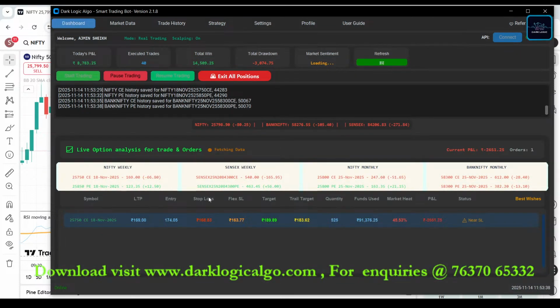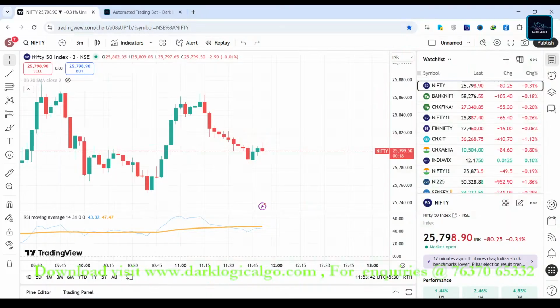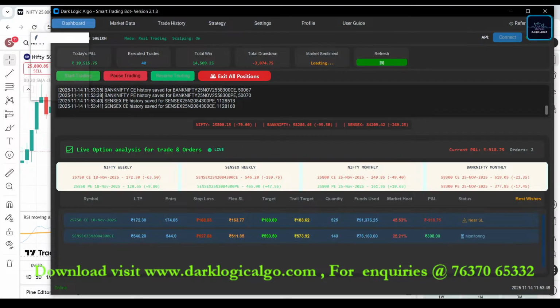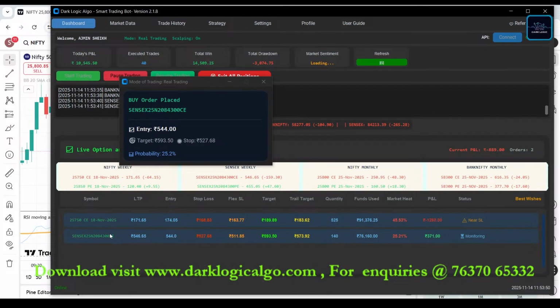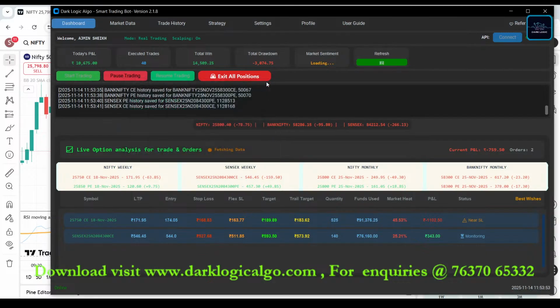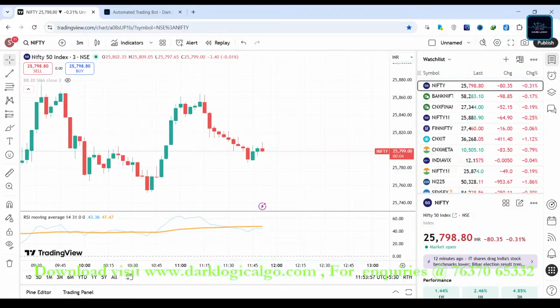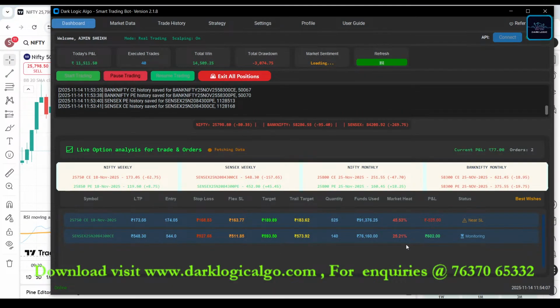So it was a false signal. The market was trying to get into an upward trend. So now we got another Sensex call side, because after a downward trend it is trying to reverse the market. So it's trying to catch all the call side positions.